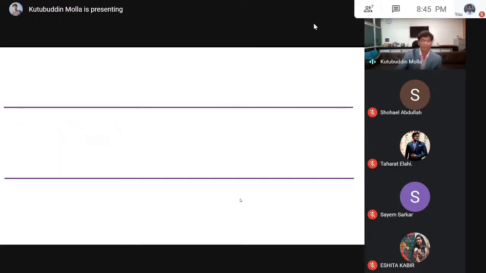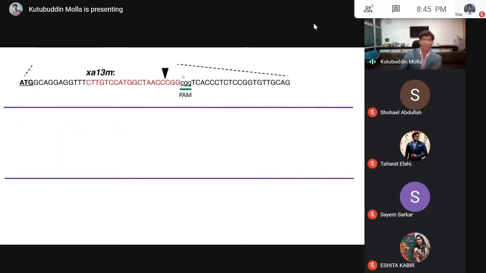Now, a real example from a real experiment. Suppose this is a target 20 base pair sequence where you want to make a cut. Here you can see the red one is the target, and it is followed by the 3-letter PAM. N means any nucleotide, either A, T, C, or G. So N is C, and then GG. So NGG is the PAM for Cas9.